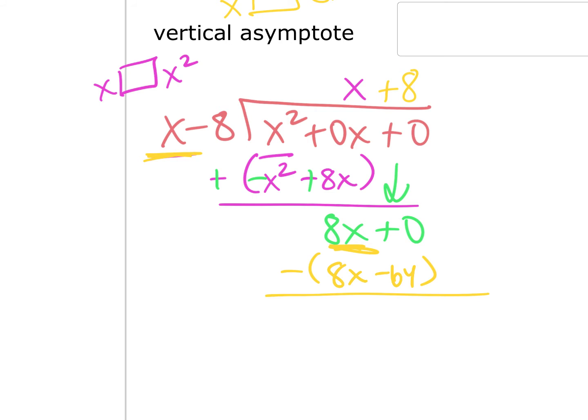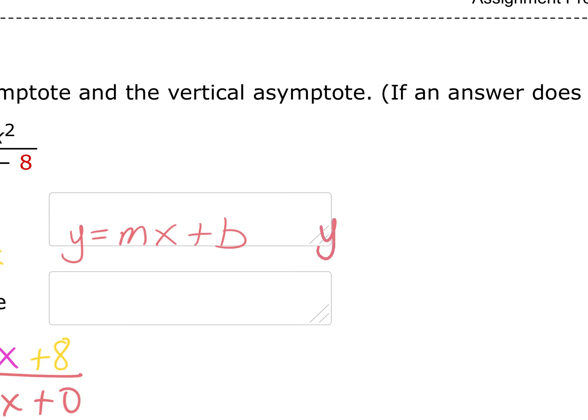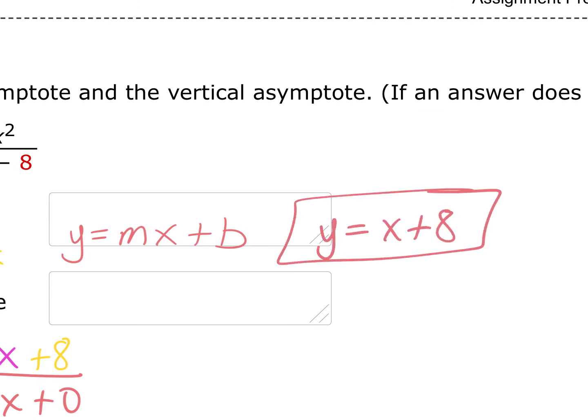Just say I wasn't paying attention and I wrote -54. Would that bother my problem? No, because the remainder doesn't count. Try not to do something like that, but it's okay. Now I'm going to distribute, distribute, distribute, and my x's cancel out. We're good to go. So how do I write my answer for the slant asymptote? y equals x plus 8. Perfect. If you do not write y equals, guys, I'm marking points off.